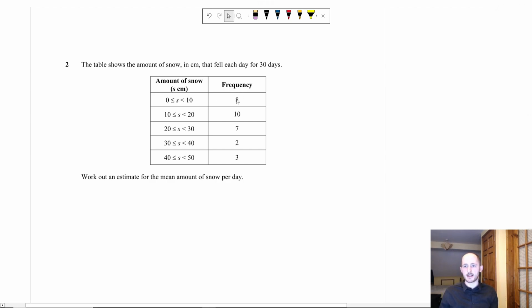But in this case, because I have grouped data, there's 8 values between 0 and 10, 10 values between 10 and 20. So to work out the actual mean, you find the midpoint of all of these classes.